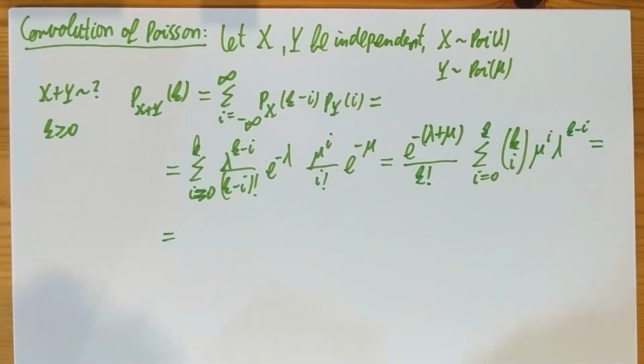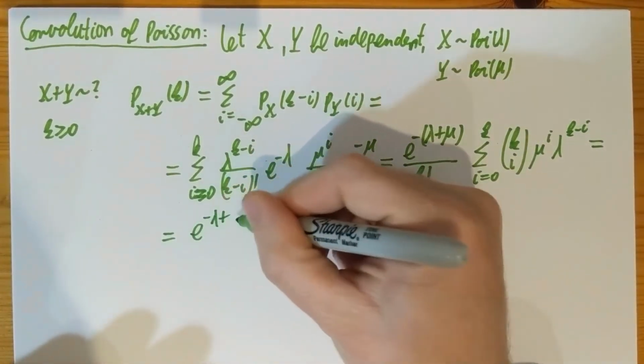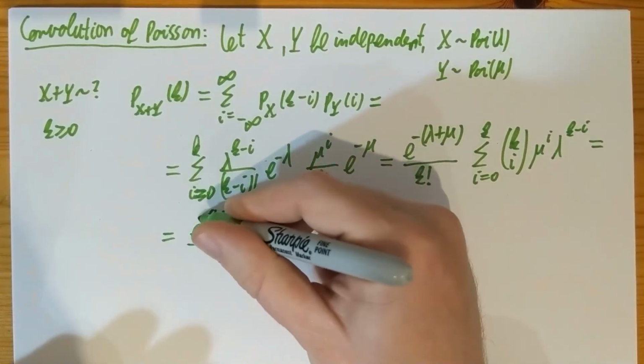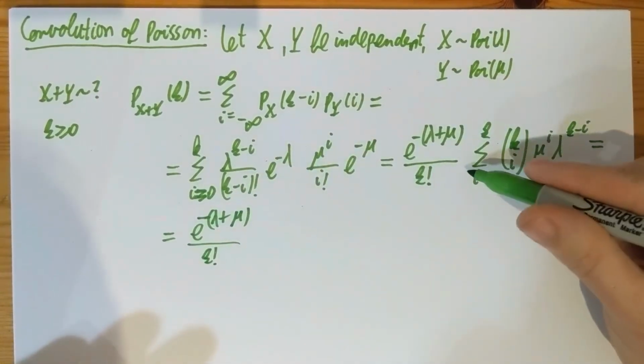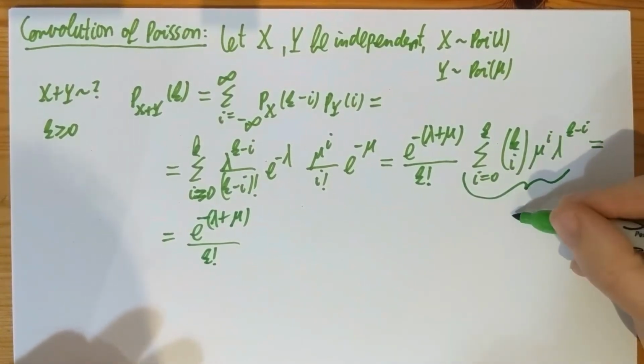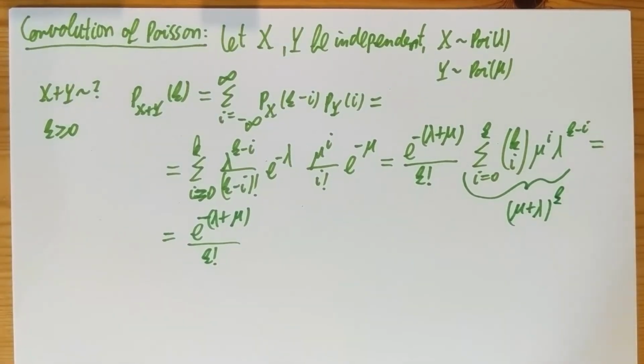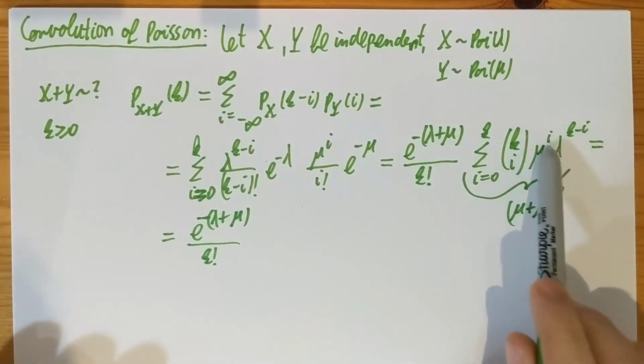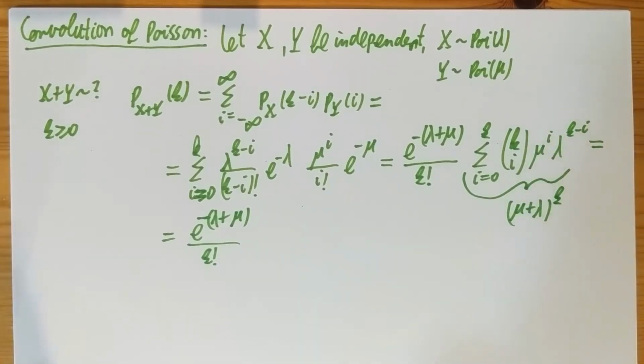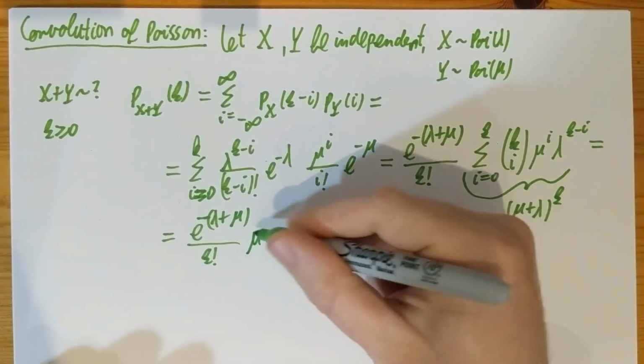And from here it's very easy, e to the minus lambda plus mu over k factorial stays there. And then this thing, according to Newton's binomial theorem, is the sum of mu plus lambda to the k. I have all the terms I need. I have k choose i, I have mu to the i, I have lambda to the k minus i. That's exactly what Newton's binomial theorem is about. Summing up k choose i, something to the i, some other thing to the k minus i, is the sum of those two terms to the k-th power.